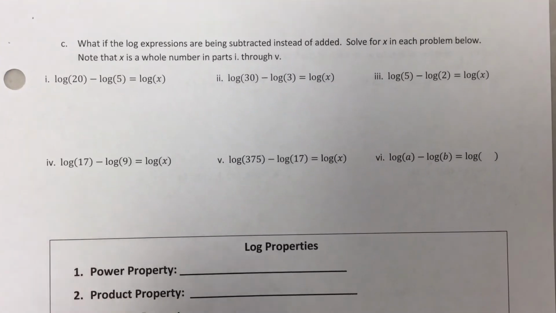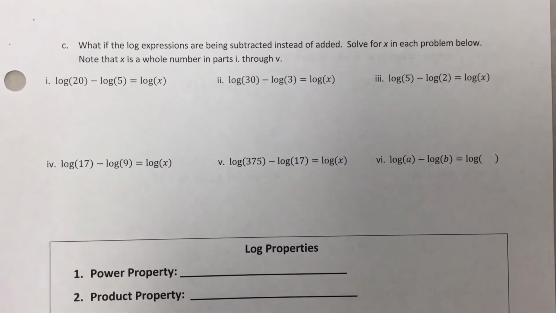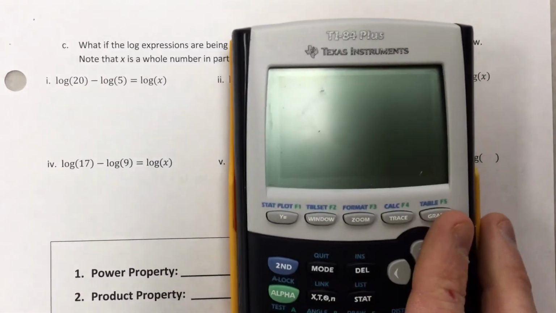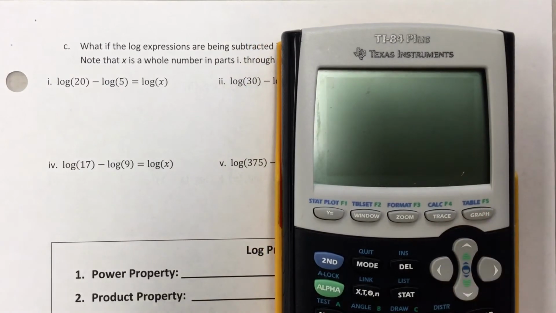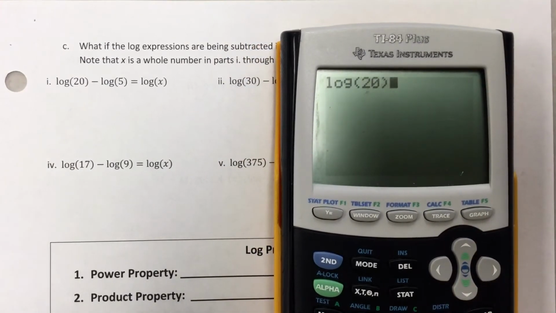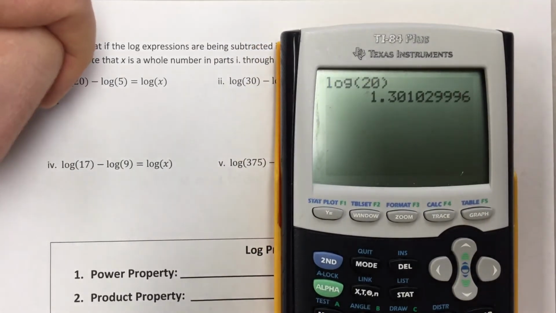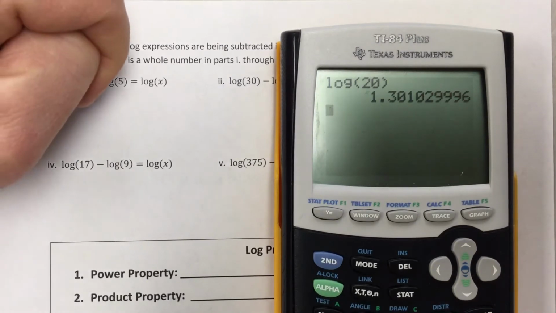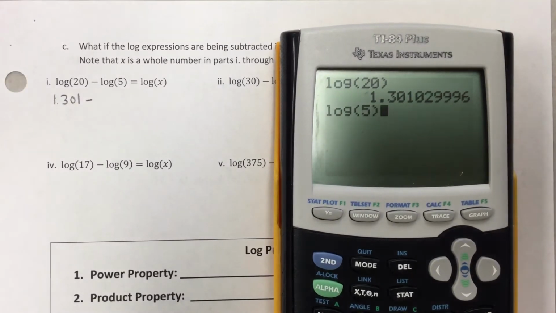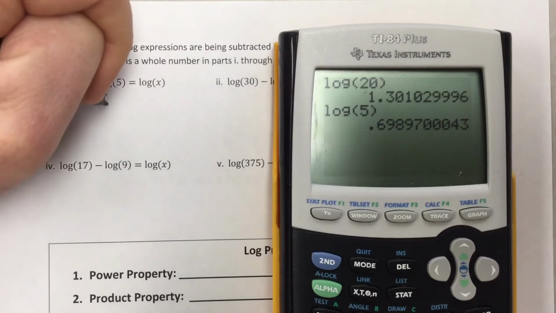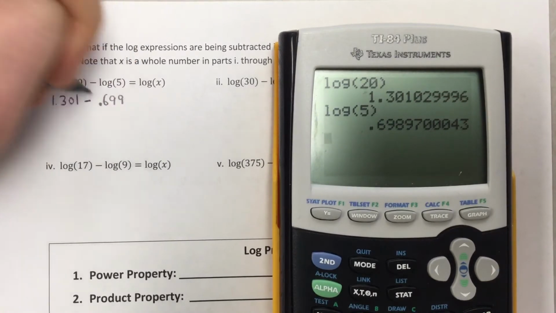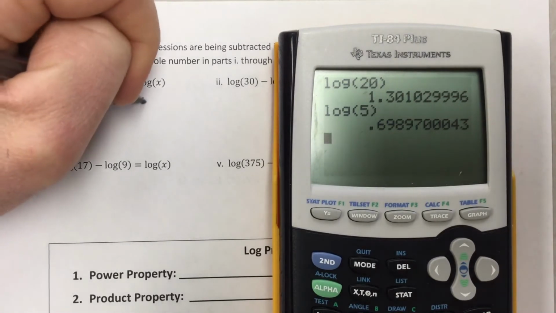All right, as you go to the next page, it says, what if the log expressions are now being subtracted instead of added? Solve for x in each problem. Note x is a whole number again for I through v. So again, I'll do a couple examples. If I do log of 20, I get 1.301 minus log of 5 is 0.699. That's equal to log of x.